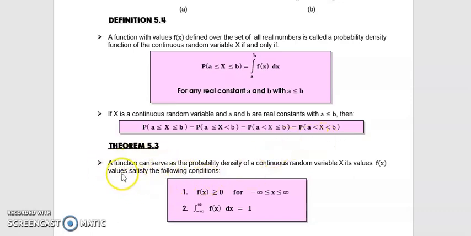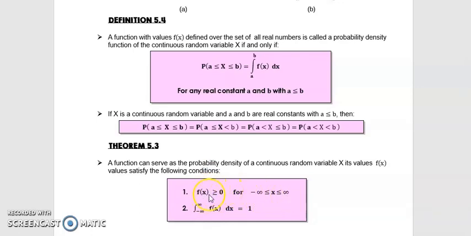Okay, look at this theorem. A function can serve as the probability density of a continuous random variable x if its values f(x) satisfy the following conditions. So the first one, f(x) must be greater than or equal to 0, for the range of x from negative infinity to infinity.